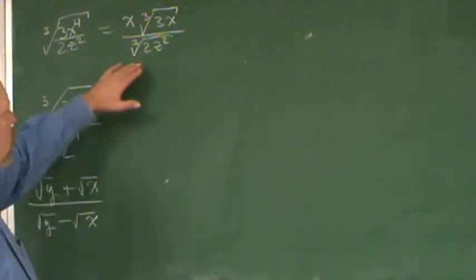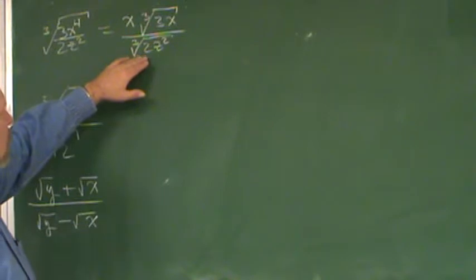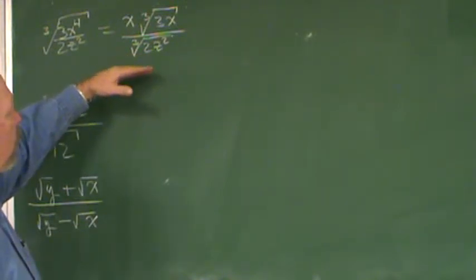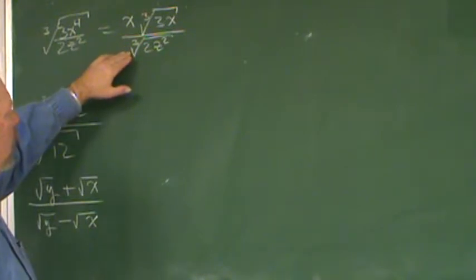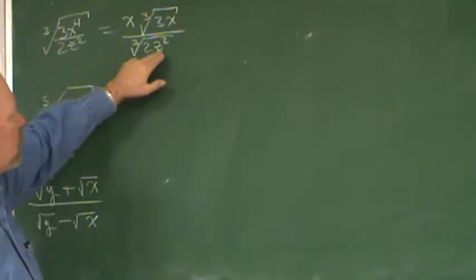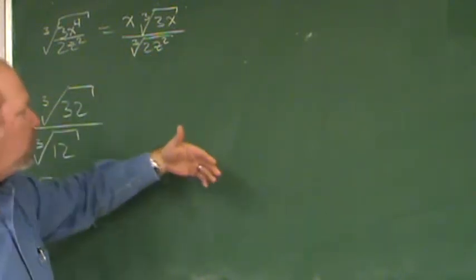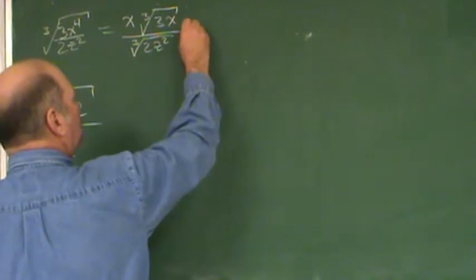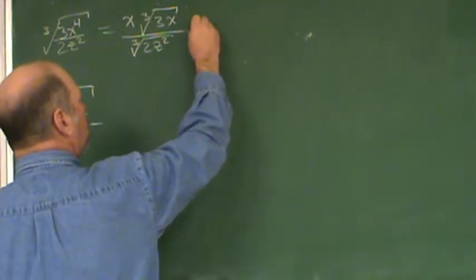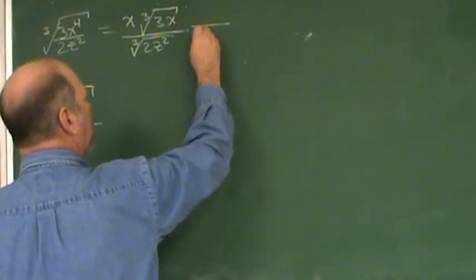Now, to rationalize this, I need to multiply by 1 in a clever fashion. I need to make the radical part go away. I want to make this cube root go away. To make this cube root go away, I need to bring all the exponents in here up to 3, because that'll make the cube root go away. So, I'm going to multiply by 1. I want to multiply by a cube root.